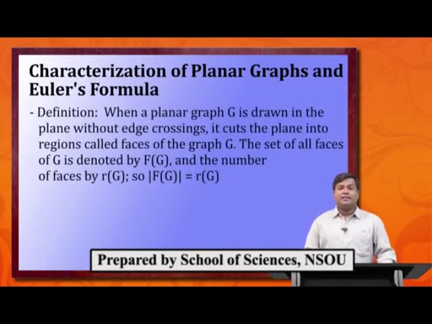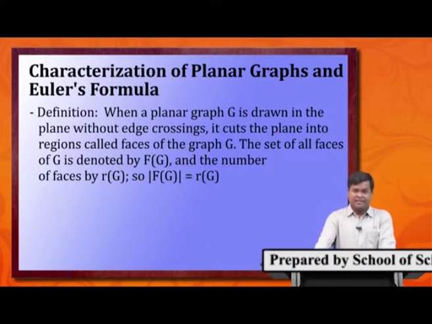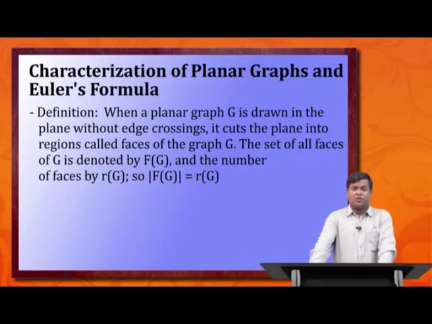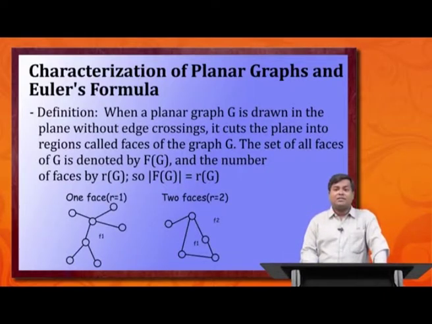When a planar graph G is drawn in the plane without edge crossing, it cuts the plane into regions called faces of the graph G. The set of all faces of G is denoted by capital F and the number of faces by small r. So the total number of elements in capital F is basically r.